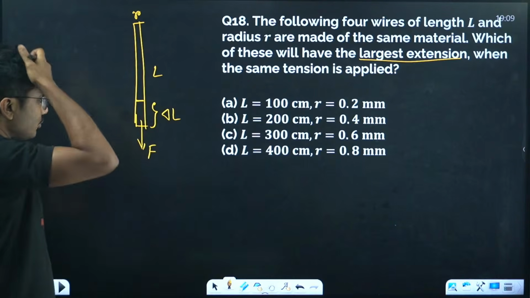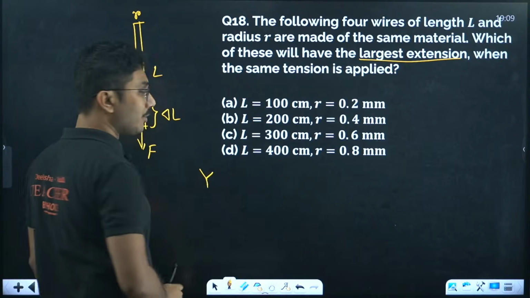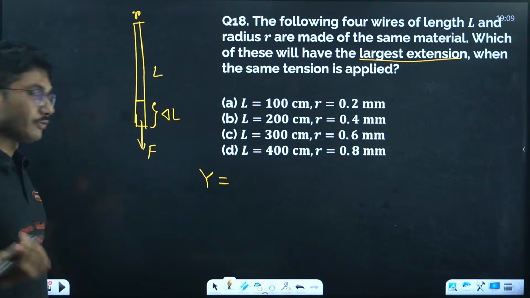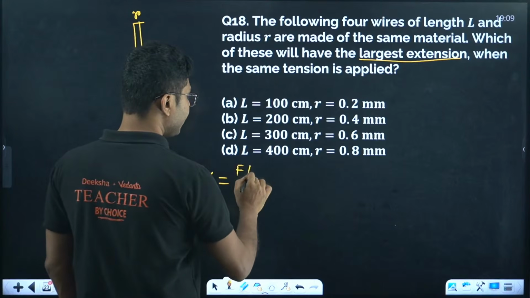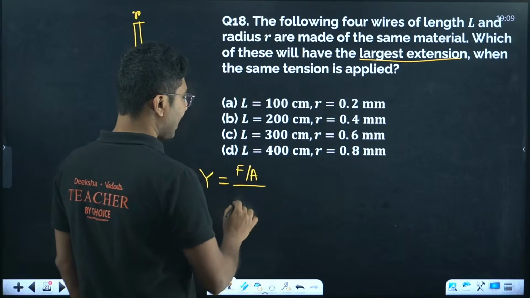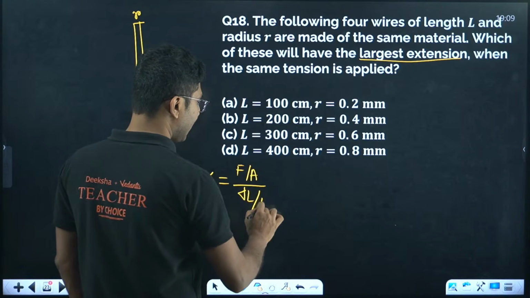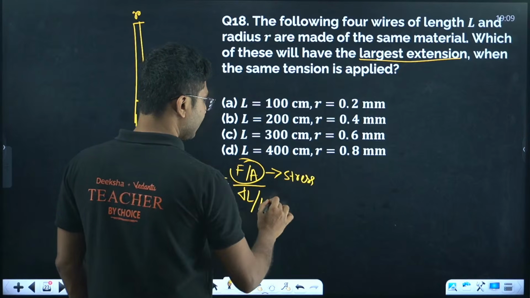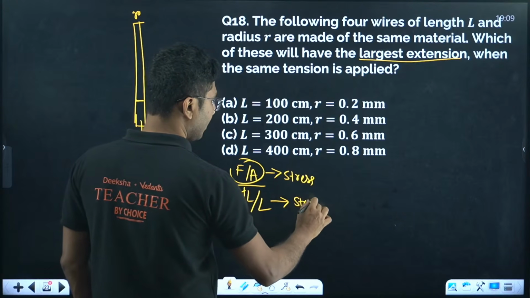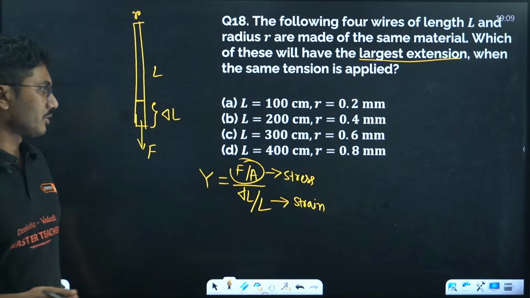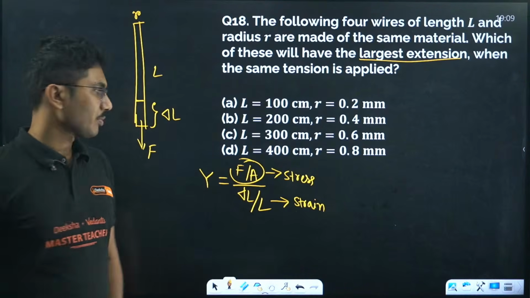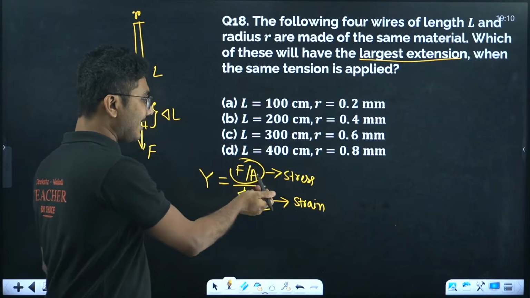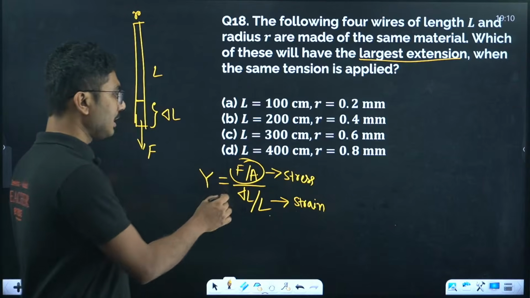So how to do that? We know that Young's modulus of a material, now we are moving on to our next chapter, is given by force divided by area, divided by change in length divided by length. This is called stress, and this is called strain, if you remember. Stress by strain, that is Young's modulus. Now force is the same, Young's modulus is the same, the only thing changing is area and length, and correspondingly you have to calculate delta L.